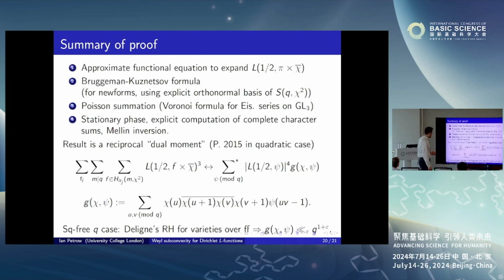Okay, so there's just going to be one slide, which is a summary of the proof. The proof fits into a long tradition in the analytic theory of L-functions, of starting with these L-functions as Dirichlet polynomials. So I already talked about the approximate functional equation. We can use the approximate functional equation to expand that L-function. So maybe I should say, this change that we made, to change chi to chi bar, with chi not being a quadratic character anymore.